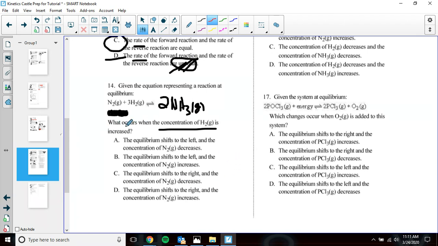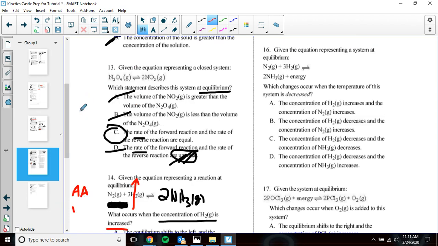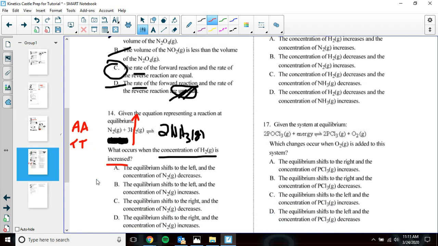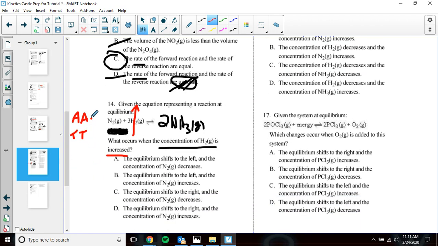All right, so let's do it. What occurs when the concentration of H2 is increased? So if I increase H2, this is AATT. I know I move away from what I add and towards what I take. This is an add, so I need to move away from what I add, which means shift to the right. I added a reactant, and I shift to the right.